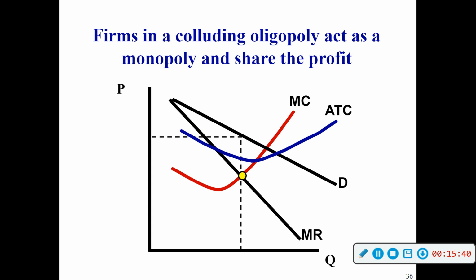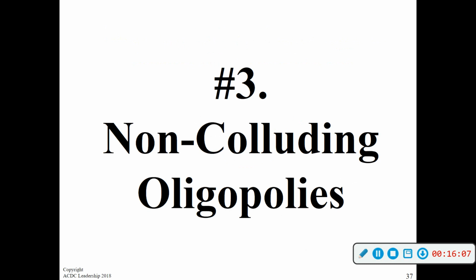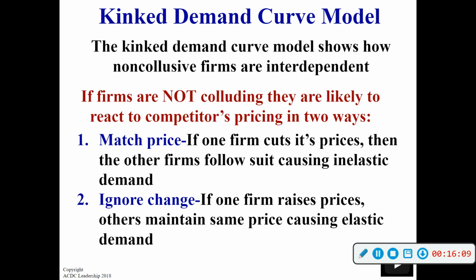So this is the third time that you've seen this graph. It was a monopoly in the short run. It was monopolistic competition in the short run, and then now it is a colluding oligopoly. So it actually works for 3 of the market structures. But you should be able to read this graph by now. So remember, it's all based on MR equals MC. You set the price where it hits the demand curve, and then you can determine profit or loss for the firms. All right, non-colluding oligopolies.